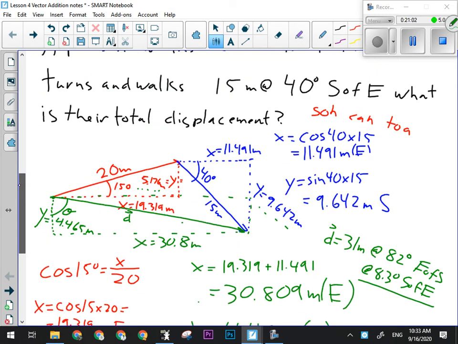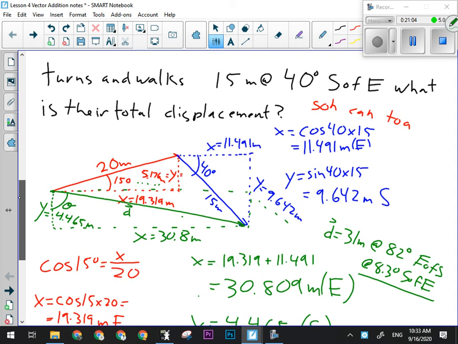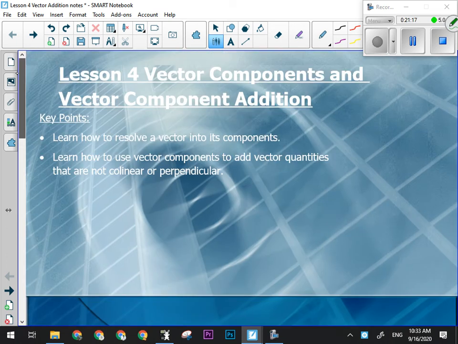All right, so basically, vector component addition is turn everything into a right angle triangle, find out how far horizontally, how far vertically, then put it back together to find your totals. So if we go back to this here, what we're trying to learn today is what we just did: how to resolve a vector into its components, so finding x and finding y, and then how to use those components to add vector quantities that are not collinear, which is what we did.